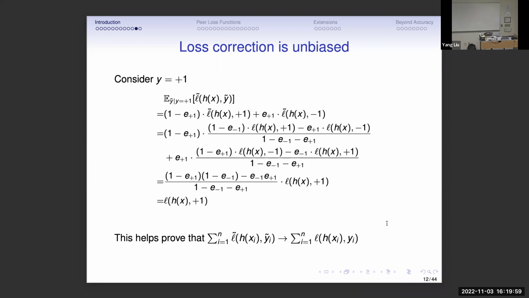Okay. And then I just write this into the two cases, plugging +1 and -1 respectively into the corrected loss function. And the rest is to plug in the definition of the loss function. Things just cancel. You do the algebra, and it's going to be exactly the loss function evaluated at +1, which was your true label. I think the coefficients were back-engineered in this way. You want this to be unbiased, and then you identify the parameters. That's how they do the proof. It's pretty straightforward. But now this is going to help you prove this summation is going to converge to the true losses, even though you don't really know the true losses.